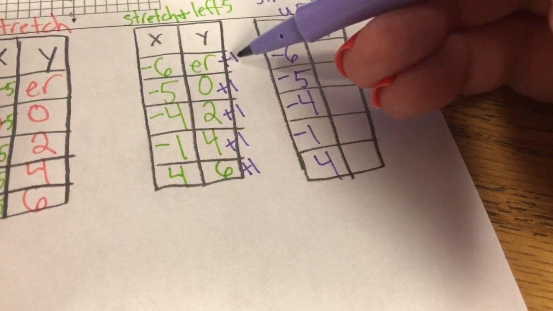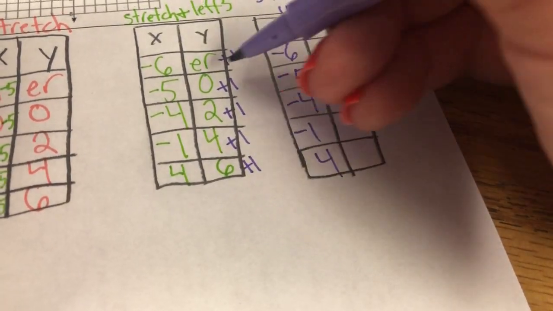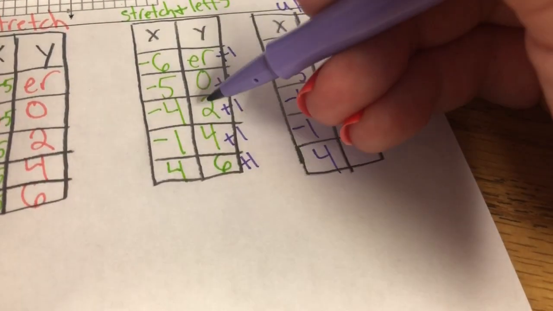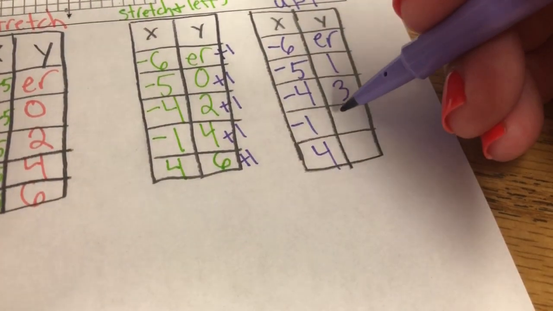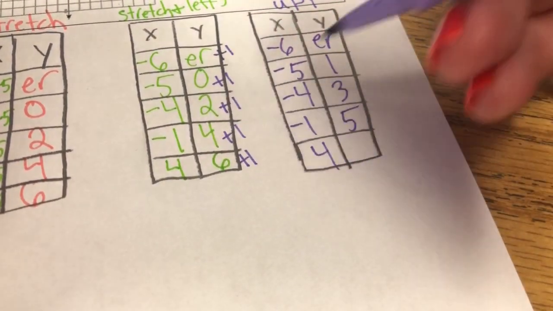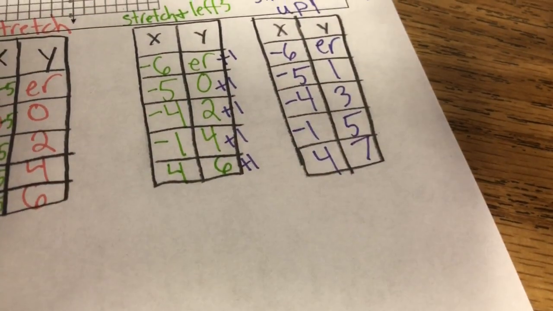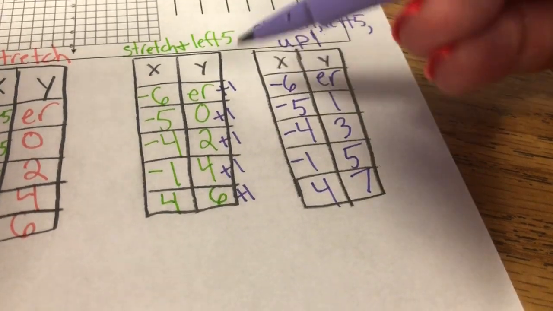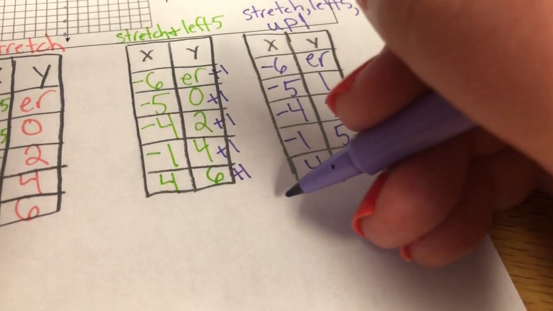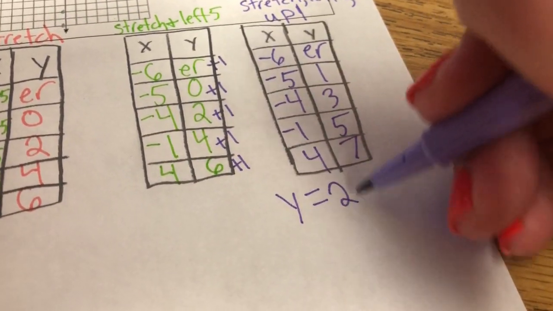So we have error +1, still error. 0 plus 1 is 1. 2 plus 1 is 3. 4 plus 1 is 5. And 6 plus 1 is 7. So that would be our final table. This would be our table for the equation that was given.